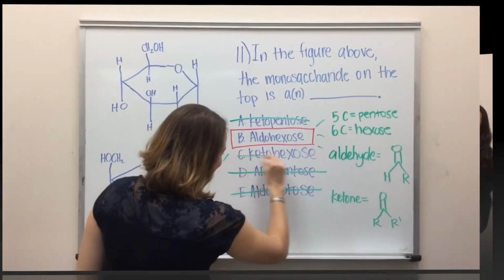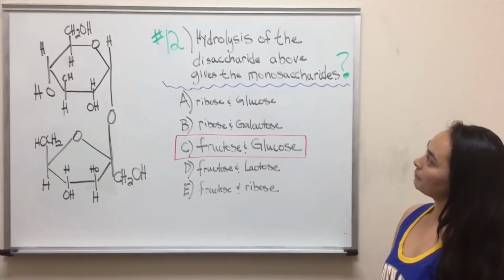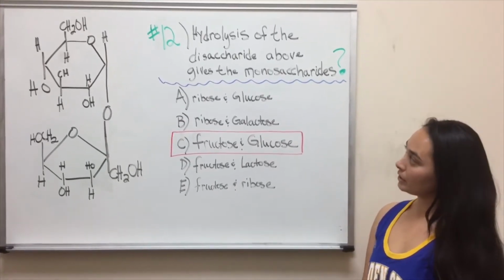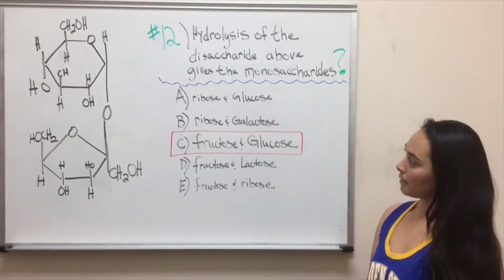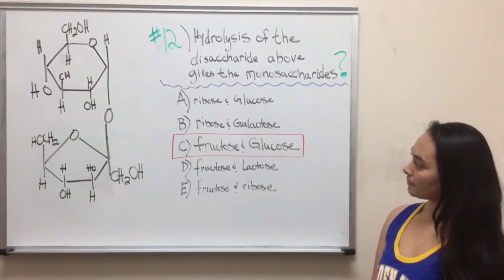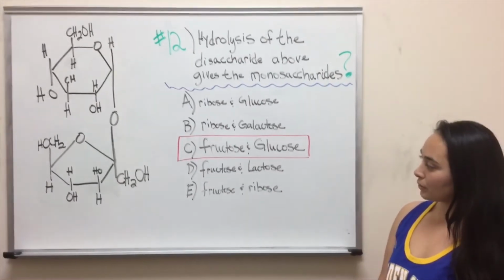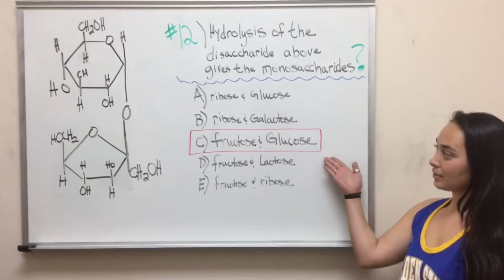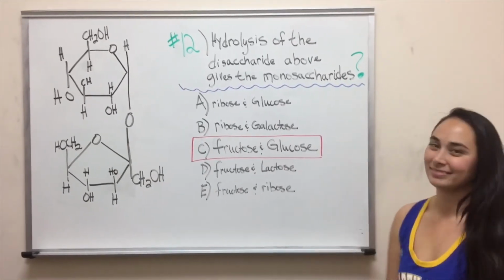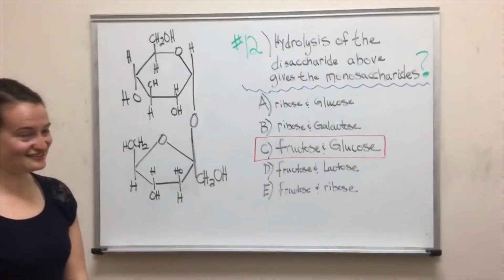Okay, so question number 12. Hydrolysis of the disaccharide above gives the monosaccharides A, ribose and glucose, B, ribose and galactose, C, fructose and glucose, D, fructose and lactose, or E, fructose and ribose. As you can see, we've chosen C, fructose and glucose. Now, how did we get to that answer?